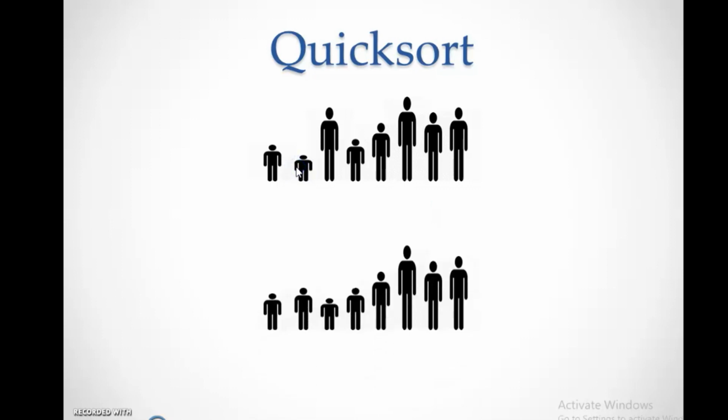But in this example, if you see, this person has every other person shorter than him to his left, and all other persons that are taller than him are to his right. Therefore, this person is in his sorted position, and this person need not change his place while sorting. So this is the basic idea behind the quicksort algorithm.